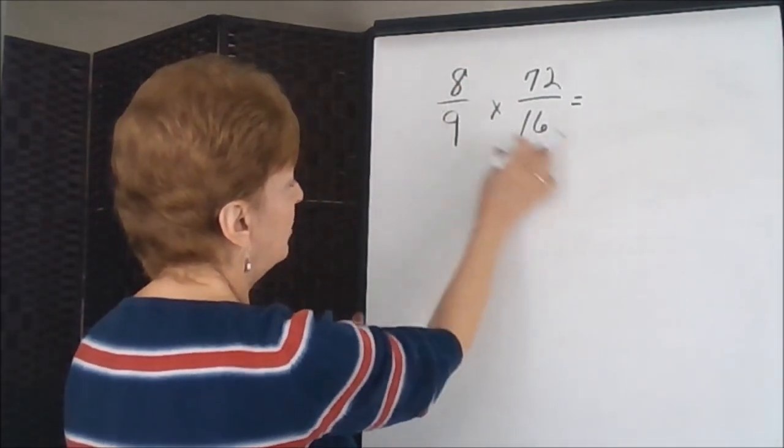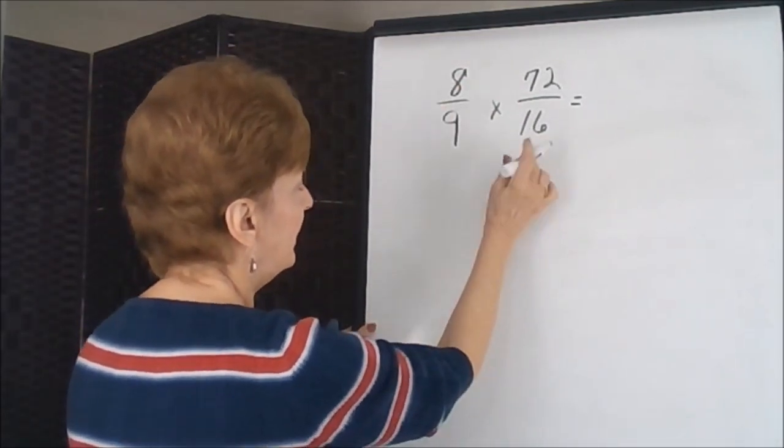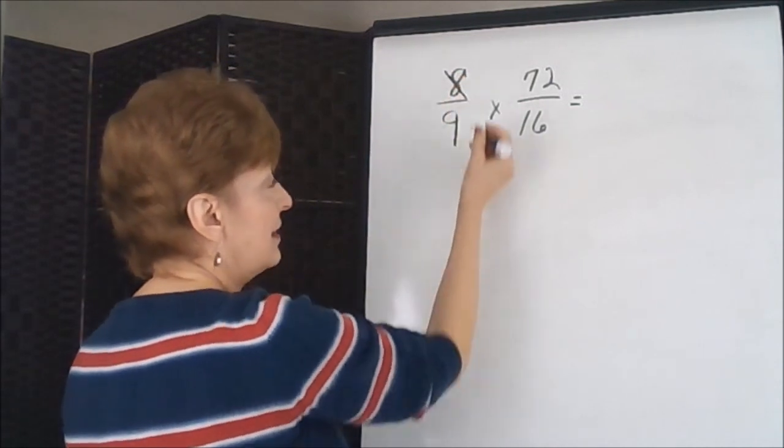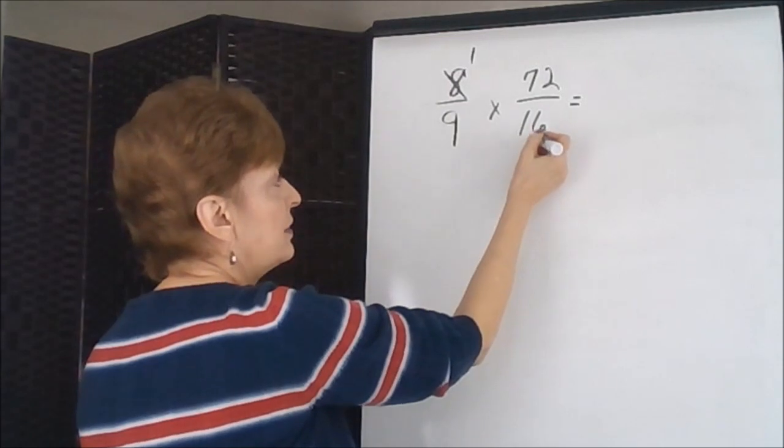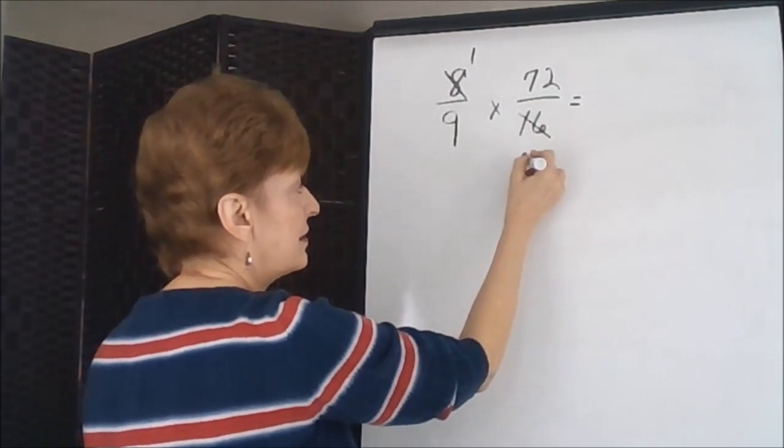On this diagonal, we have 8 and 16. Those are both numbers in the eighths line, so 8 will divide into itself one time. 8 will divide into 16 twice.